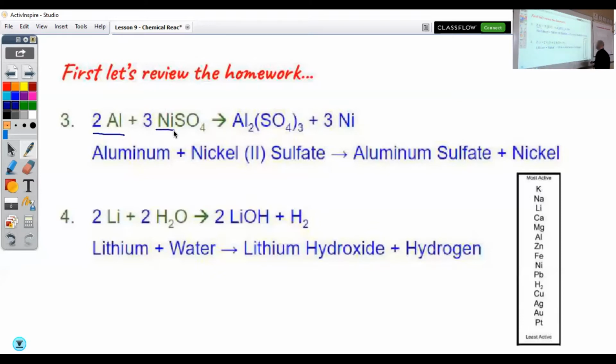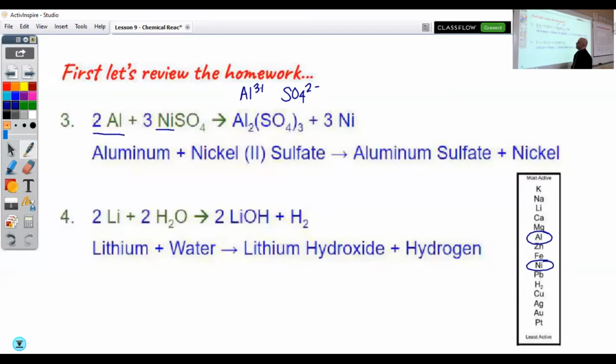So if we come over here, we find on our activity series, here's nickel. Here is aluminum. So aluminum is more reactive than nickel, meaning nickel needs to be by itself when this reaction is over. Currently, nickel is bonded to sulfate ion. So this reaction will occur. It will take place, resulting in nickel being by itself. Now, aluminum with its +3 charge and sulfate with its 2- charge will form a compound Al2(SO4)3, or aluminum sulfate. Nickel, as a reminder, will end up by itself.